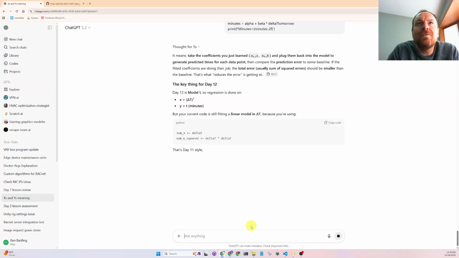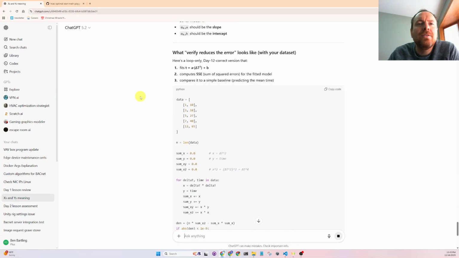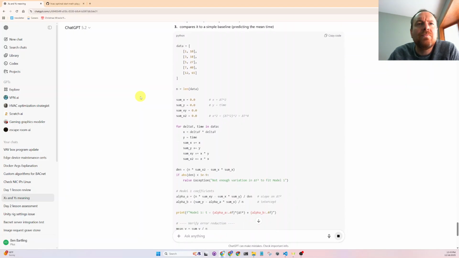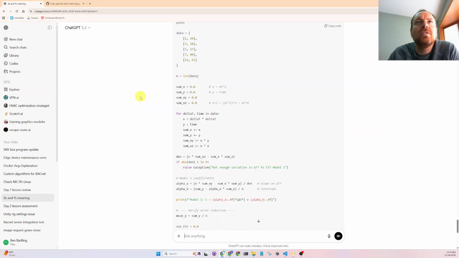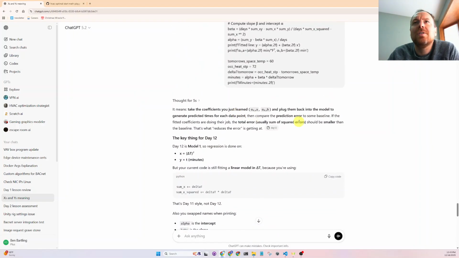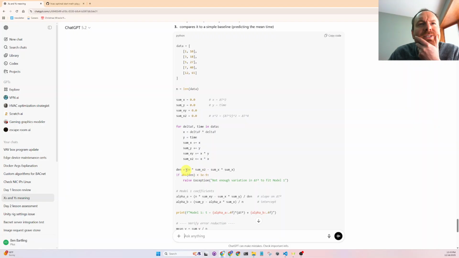Okay, it means take the coefficients you just learned and plug them back into the model. Generate predicted times for each point, then compare the predicted. Oh, cool. Neat. Okay, so I think that's what they're doing here. This is kind of cool. So basically, they're asking us to, okay, let's see if I can do this the same way. So we did DEN. What the heck is DEN? Denominator, I guess.